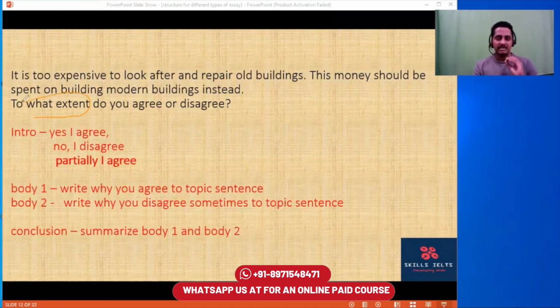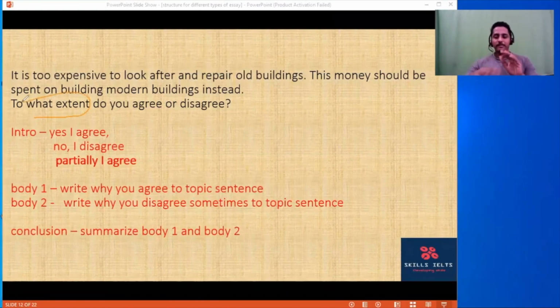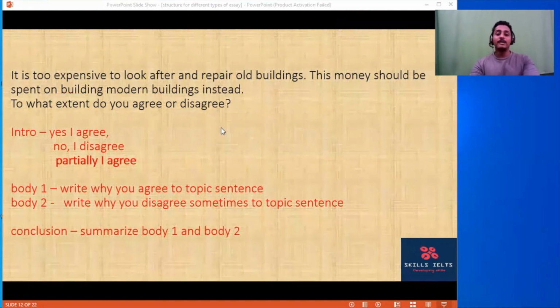Otherwise, if it says do you agree, it means agree or disagree. In between, you cannot say. Any doubts you have, you can let me know. You can click on the chat option on the bottom right and enter your answers. Great. Let's go to the more difficult ones.